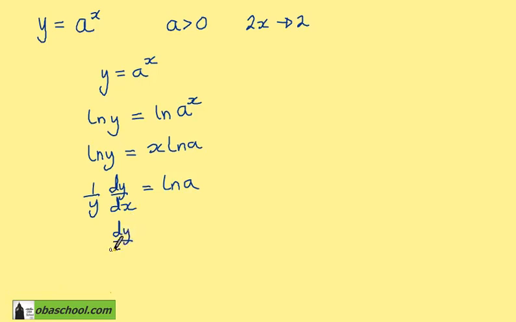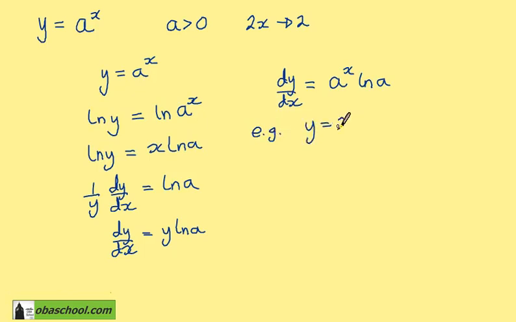And then dy dx is equal to y ln a. But of course y is a to the x. So dy dx is equal to a to the x ln a. As a specific example, consider y equals 2 to the x. This will become dy dx equals 2 to the x ln 2.